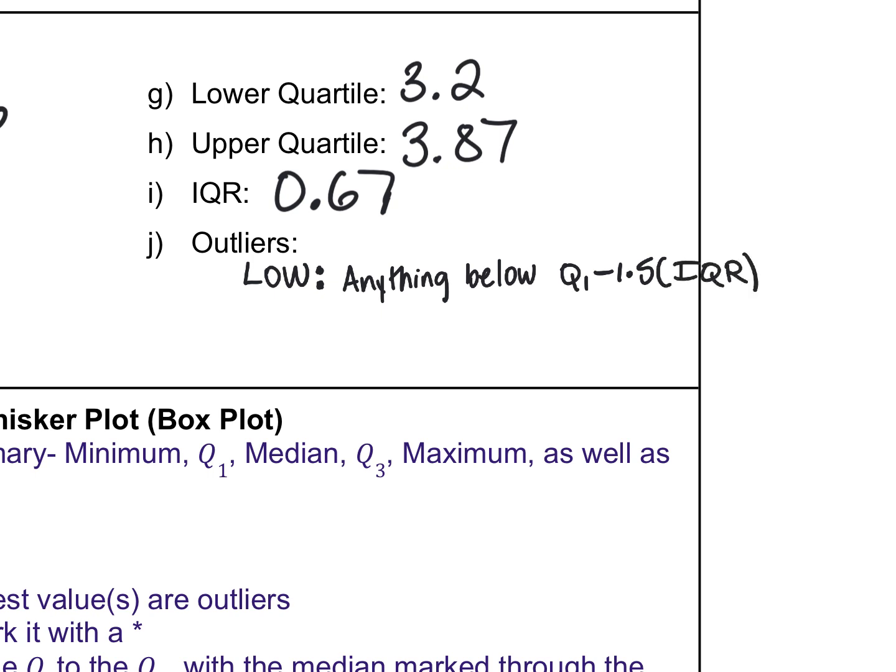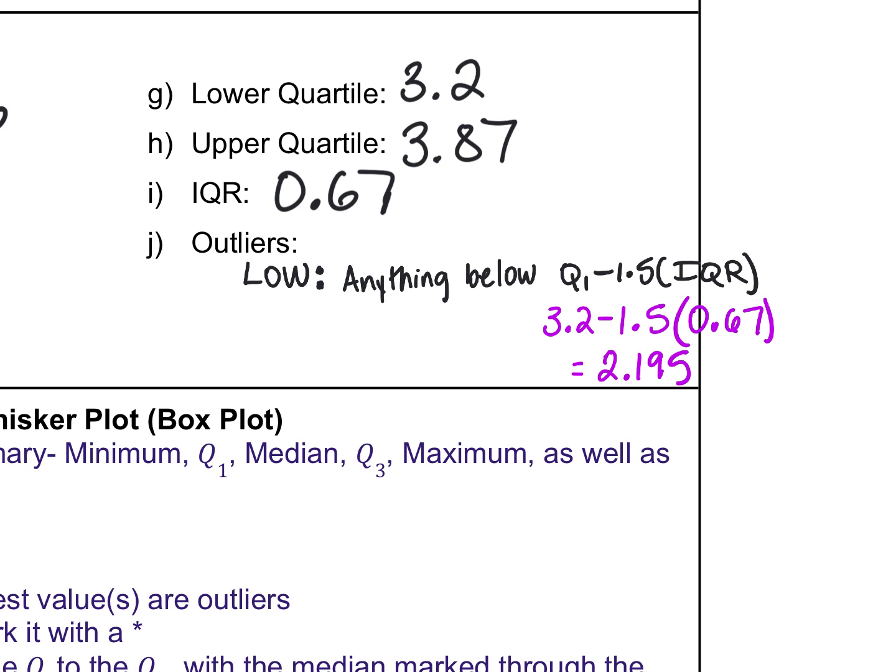So, do I know what Q1 is? Absolutely. What is it? 3.2. Do I know what the IQR is? What is it? 0.67. So I'm just going to type that into my calculator. 3.2 minus 1.5 parentheses 0.67. And see what you get. 2.195. Perfect. Did everybody get that?